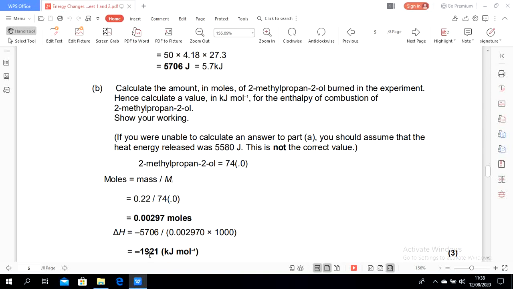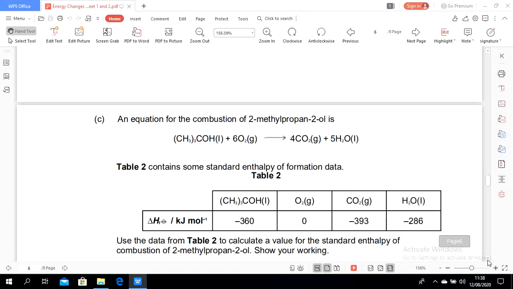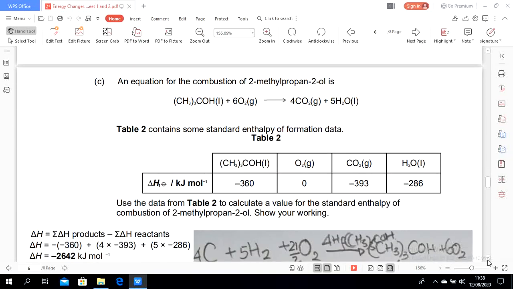5706 joule equals 0.00297, and then in order to make 1 mole requires how many? Okay, next question, an equation for the combustion. Now this one is the combustion using this one. The question is asked to measure the enthalpy change of combustion. How much energy is needed to combust this 2-methyl propan-2-ol in order to become carbon dioxide and water?